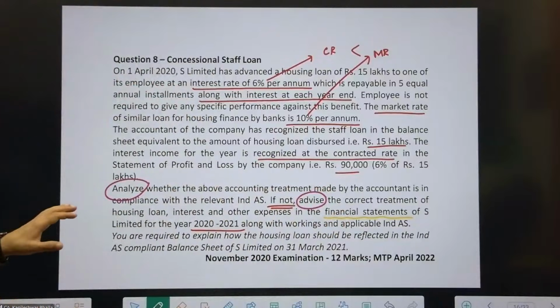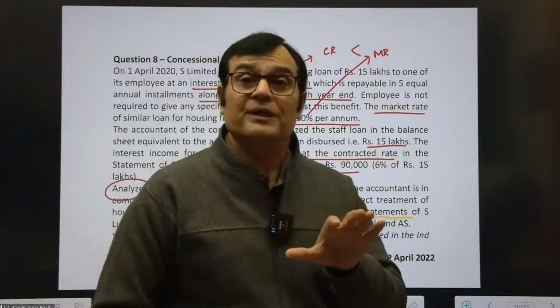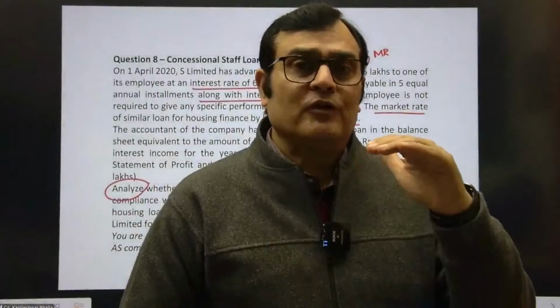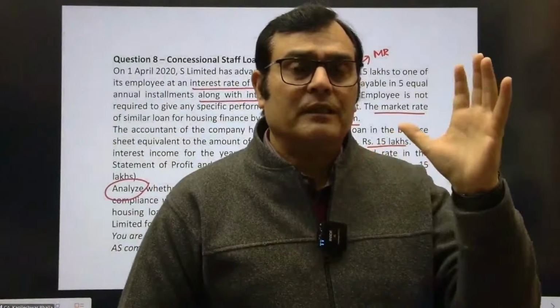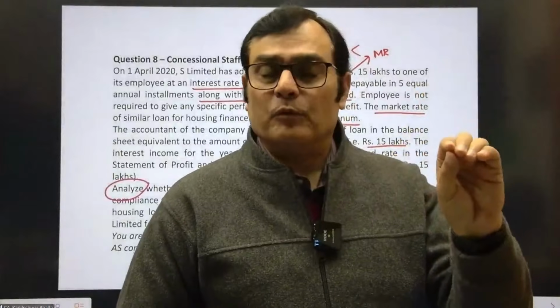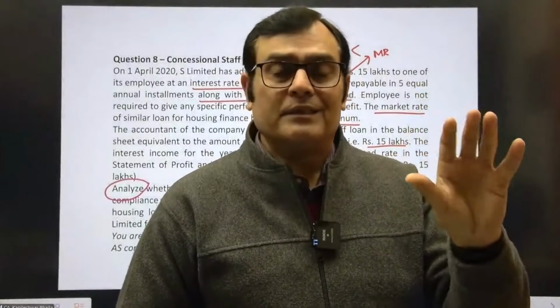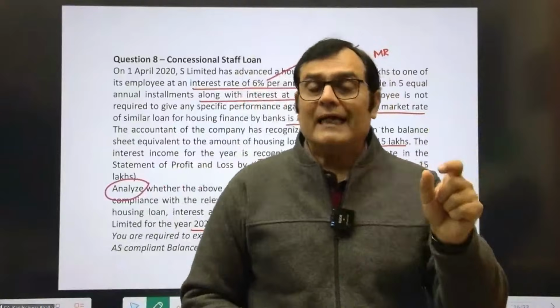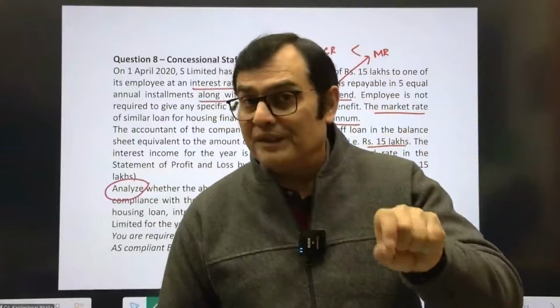It says advise the treatment in terms of loan, interest, and other expense in the financial statements along with workings. Which means you need to conceptually, first of all, analyze and tell the examiner that what the accountant did is not correct. This is the relevant provisions as per Ind AS, and this is what is to be done. You make your ledger accounts for the loan as well as the prepaid staff cost in the workings.